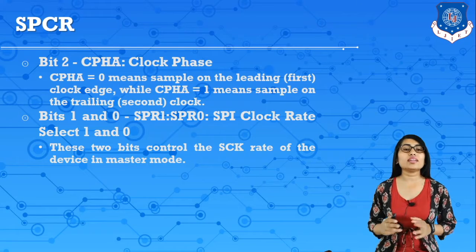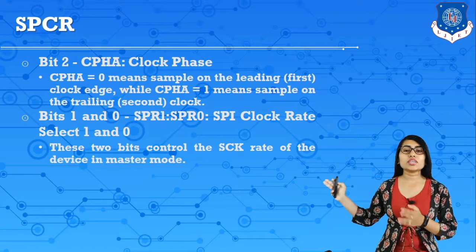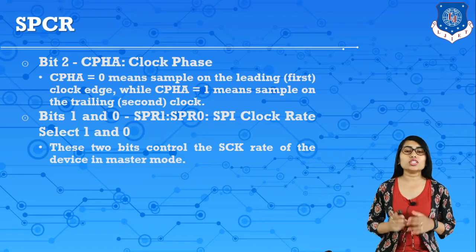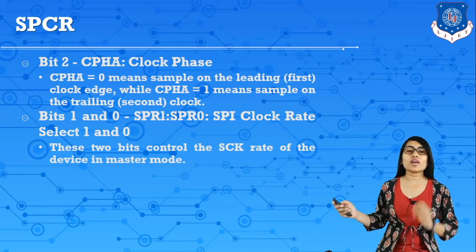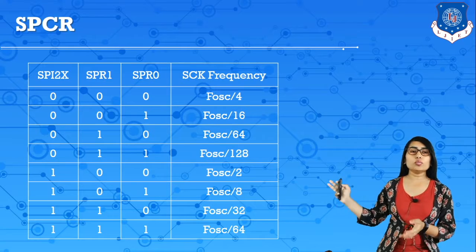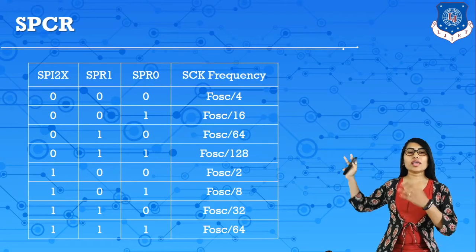Then bits 1 and 0 are SPR1, SPR0, that is SPI clock rate select 1 and 0. These 2 bits control the SCK rate of the device in master mode. So these are all the bits in the SPCR, along with SPI2X, SPR1 and SPR0.